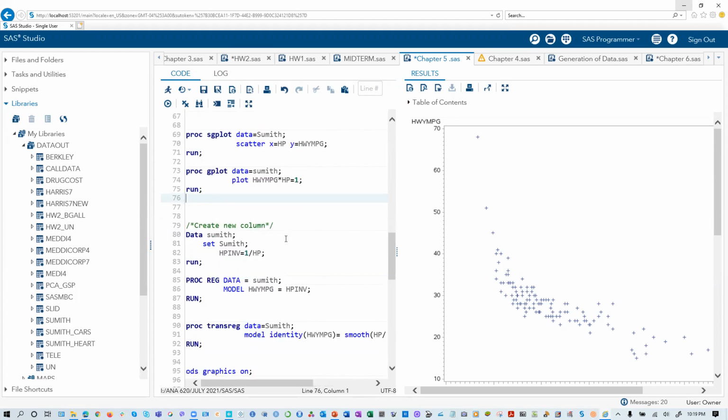If you want a new column, like earlier, I'm going to call it HP inverse. Rather than putting it over here, I set this up first. I'm going to go to the data, Sumit data, and put it back into Sumit data. Okay, let's run this one.